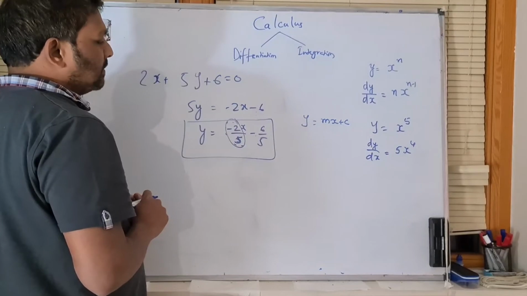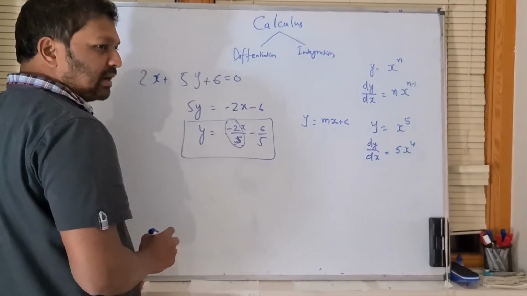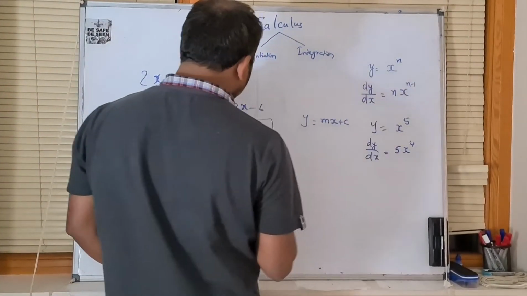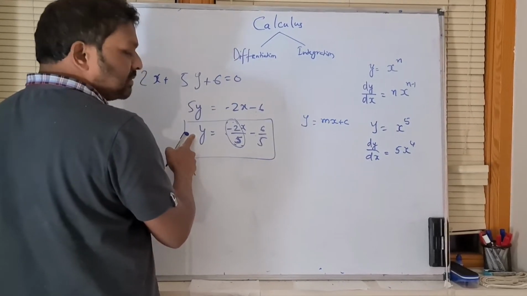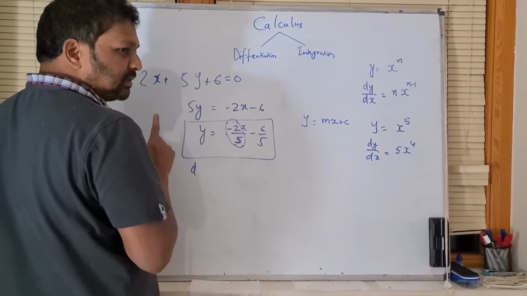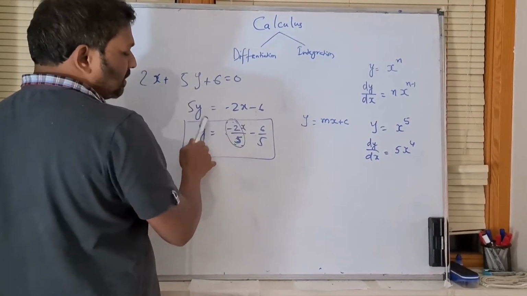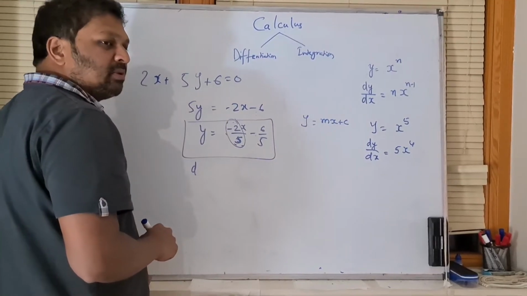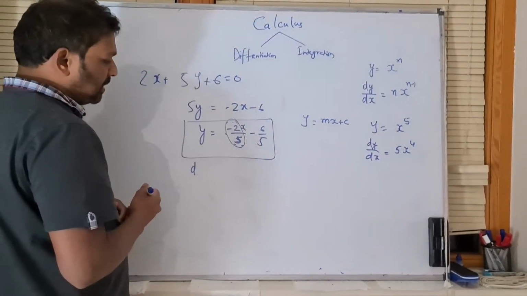Alright, so let's do the differentiation of this equation and see what we get. Let's do dy by dx. Take the very same equation. What is this equation? This is a straight line equation. Why is it a straight line equation? Because the power of x is 1, the power of y is 1. If the power of x becomes a square, then it becomes a quadratic equation which represents some sort of curved shape: parabola, hyperbola, those things.